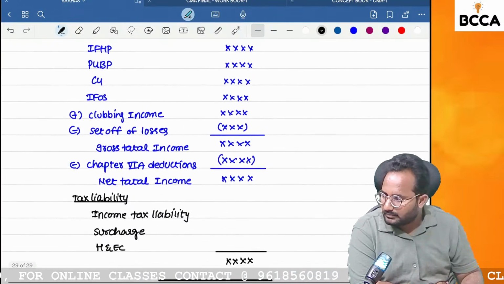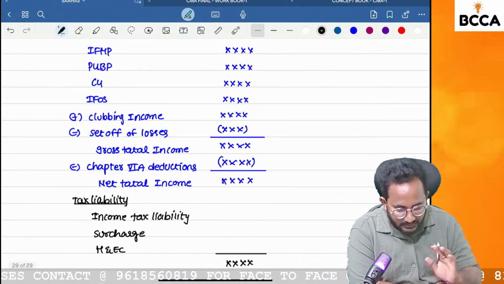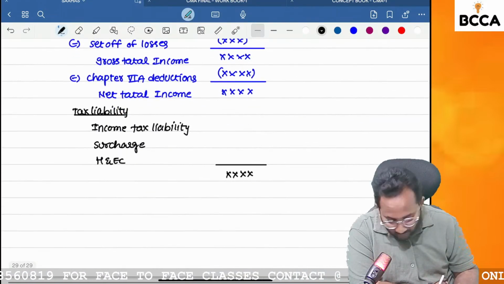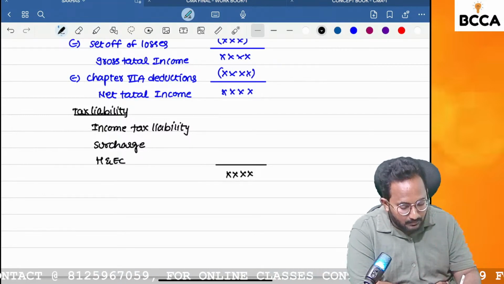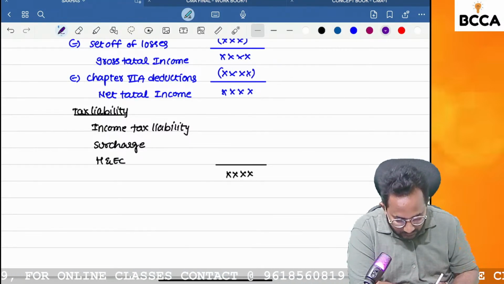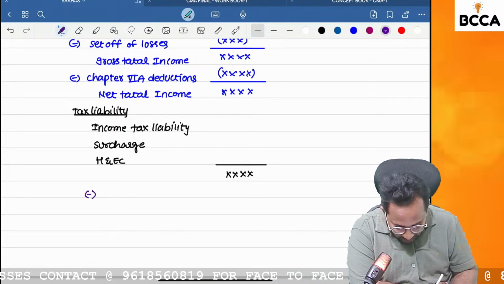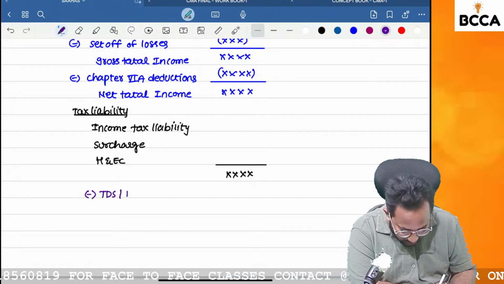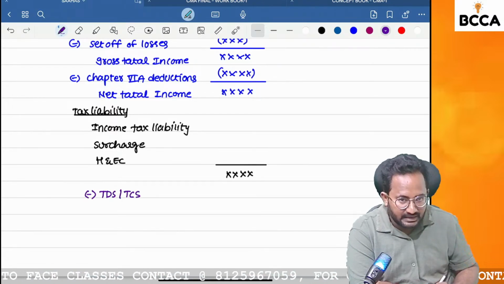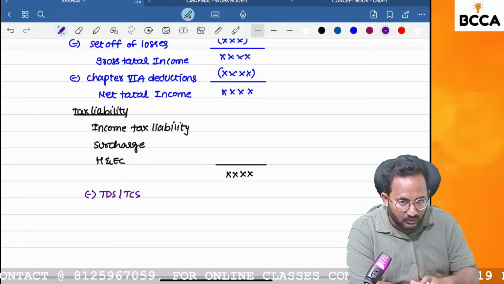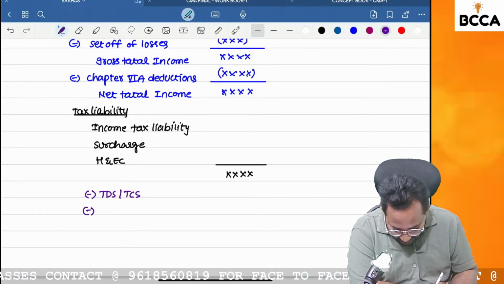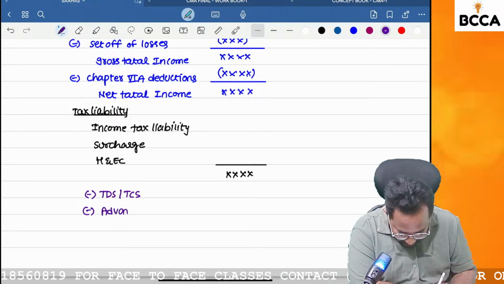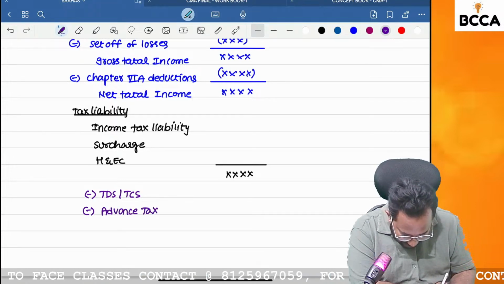Next step. During the previous year, yes sir. This is what normally we have to pay as tax in the assessment year. But during the previous year itself, you have paid some amount of taxes in the form of TDS or TCS. Can I pay the taxes once again? No, that's why I need to reduce. Next, advance tax also.